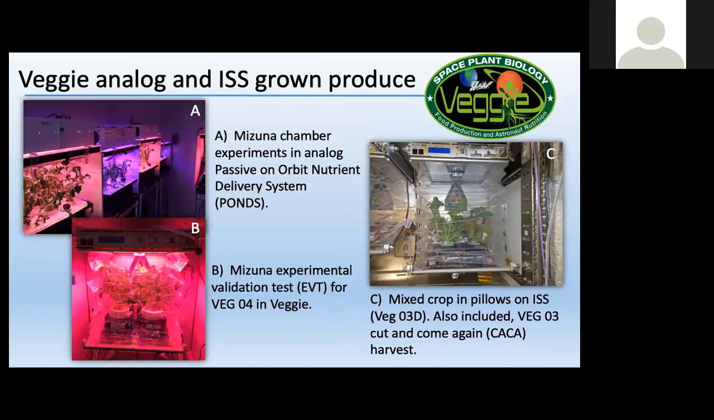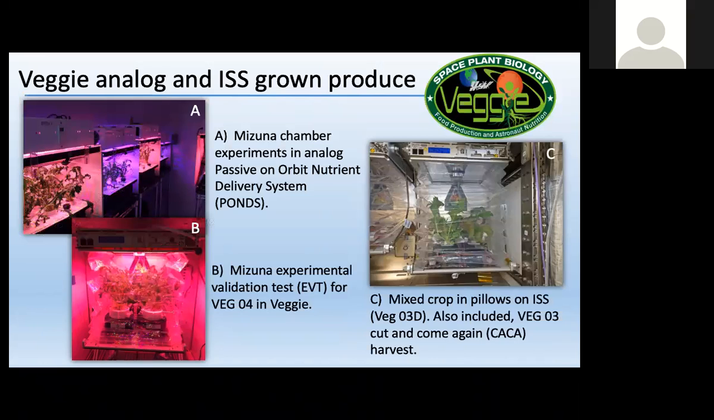And then in our data set, we included some of the Veggie analog experiments we've been doing, as well as some of the crops that have actually been grown in Veggie on ISS. So this picture shows a Mizuna experiment. You can see there are different lighting treatments, and that is what this experiment was, to select the best LED lighting recipe and the best yield and the best horticultural outcome. So these are in an analog version of what we call ponds.